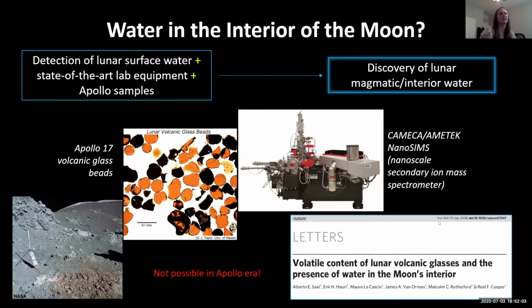And this paper that came out in 2008 was really the driving force behind a brand new area of lunar science, targeting understanding the volatile history of lunar rocks and where those volatiles came from, because until that point, it wasn't an active area of research.